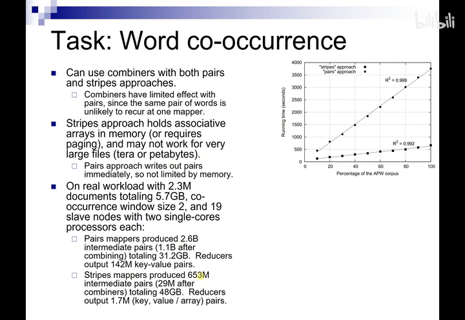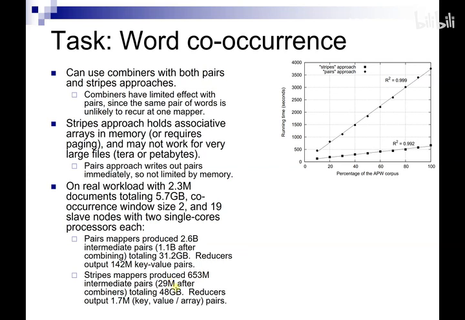On the other hand, if you use the stripes approach, this produced far fewer intermediate pairs, because in the stripes approach, each intermediate pair is going to be a word and then an array listing all of the co-occurrences with that word. So it's going to be a lot less than the pairs approach. In fact, the combiner was very successful. If you do the combining, you go from 650 million down to about 30 million.